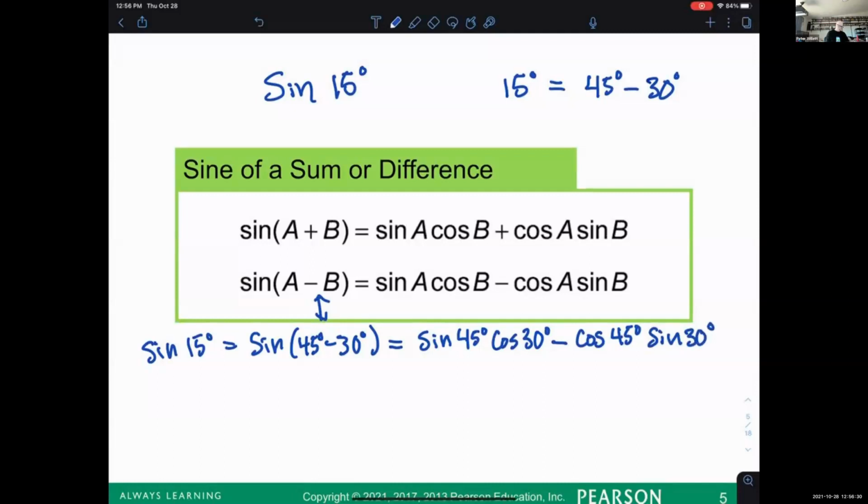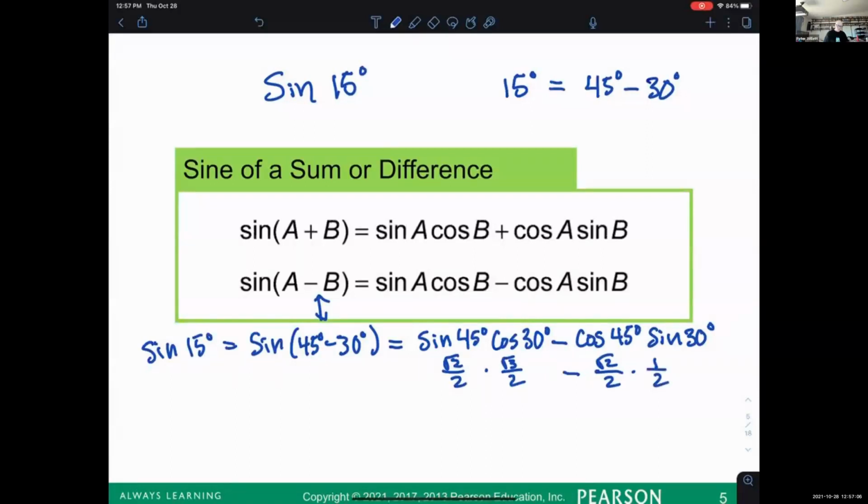So we convert sine of 15 degrees into a formula of sine of 45 and 30 because we know those values. And we can now recall, as we do these again and again, sine of 45 degrees is the square root of 2 over 2. And cosine of 45 degrees is also square root of 2 over 2. The cosine of 30 degrees is square root of 3 over 2. And the sine of 30 degrees is 1/2.